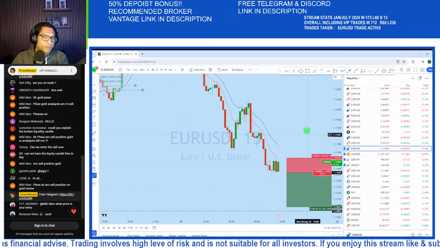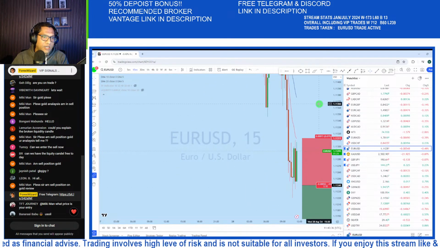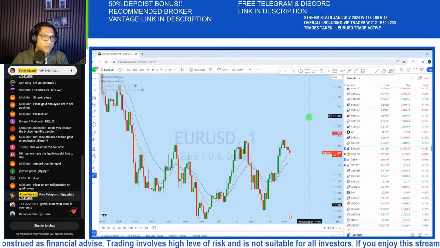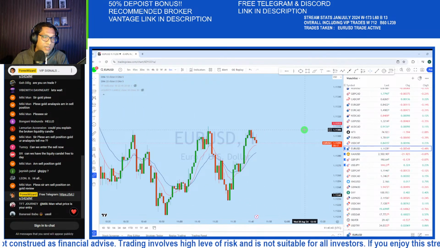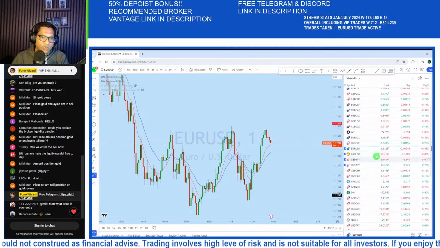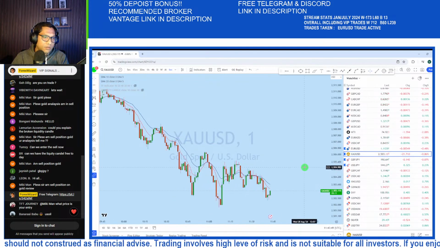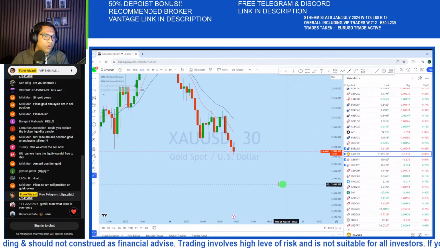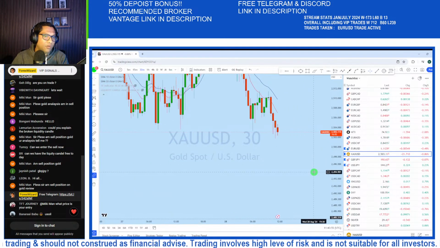Euro dollar, expecting it to also remain bearish. The 1 minute liquidity candle is still not according to my strategy, but we might see some bearish pressure here as well. I'm just keeping an eye on gold as well. We can see that gold might be breaking the support level.